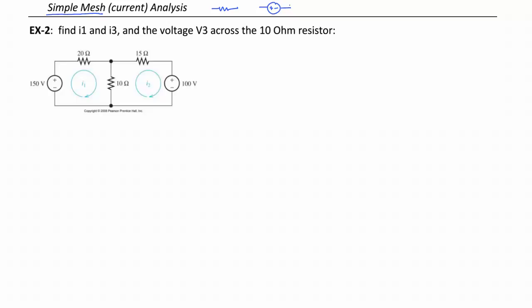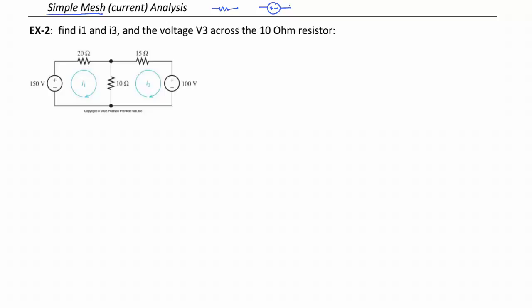Now the method of mesh analysis involves solving for unknown mesh currents. Recall that a mesh is a loop for which there are no loops within it. So here we have two meshes that have been identified. They are the only two meshes in this circuit, and the currents have already been labeled I1 and I2.